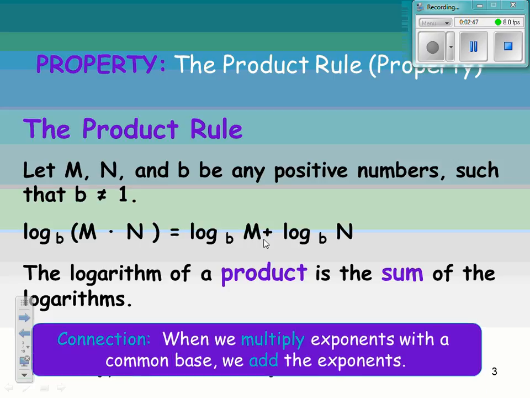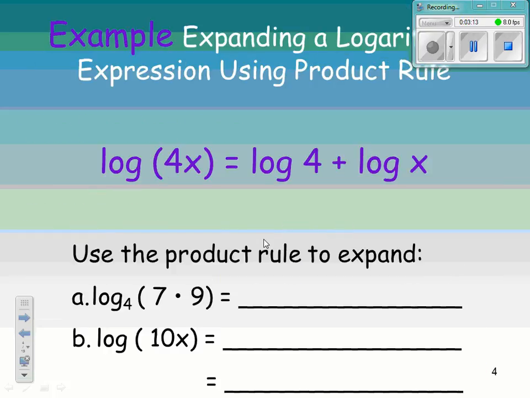Connection: when we multiply exponents with a common base, then we add the exponents. Kind of like if we had x to the third times x to the fourth, we would just add those exponents. So that would be x to the seventh. That's the same thing here. We're adding exponents. Don't let that confuse you.